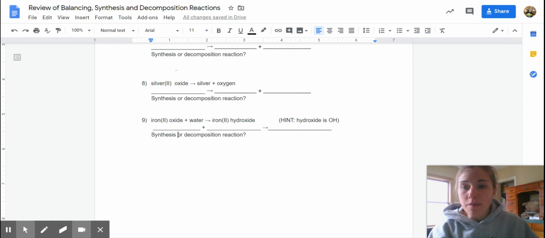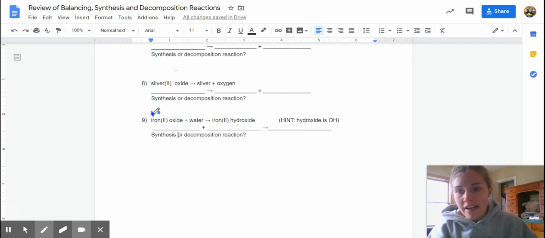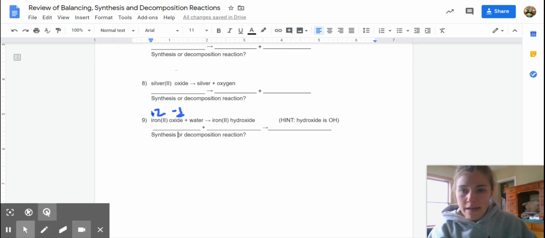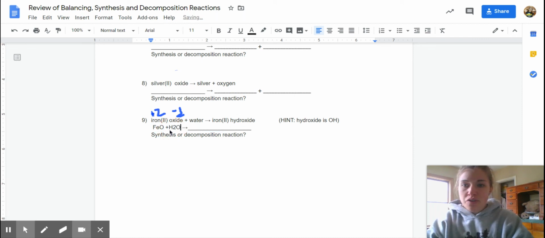All right, so for our last one, we have iron oxide plus water equals iron hydroxide. So right away, iron 2 oxide. What do we know? We know the charges. So iron is going to have a charge of +2, oxygen is a charge of -2, and then water is water. Okay, so let's type those in. So iron is Fe, oxygen is O, and water, we all know, is H2O.